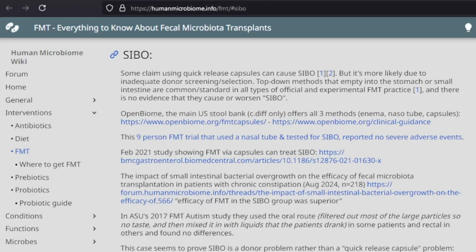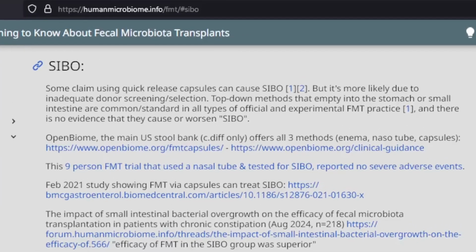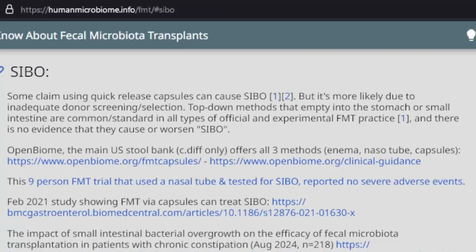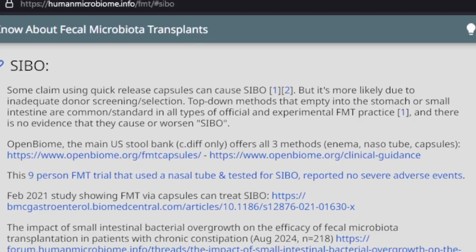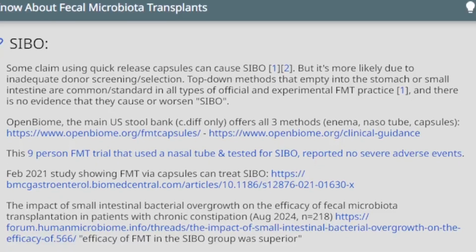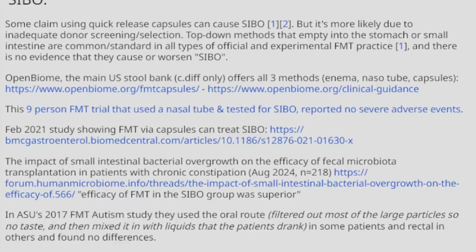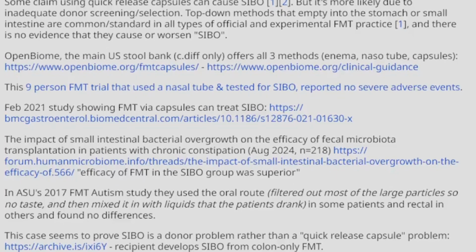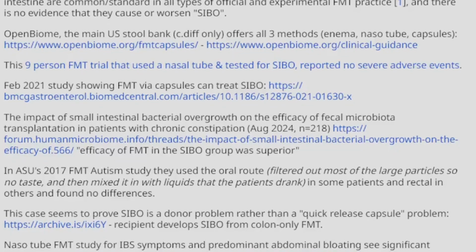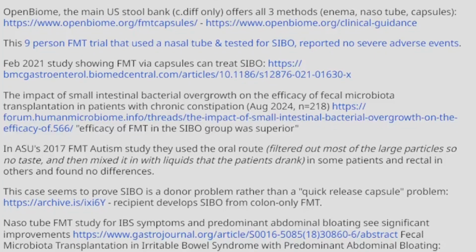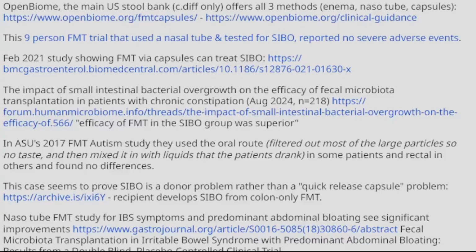Proponents of SIBO argued that FMT, fecal microbiota transplants, via the top-down or oral route, would exacerbate SIBO because colon microbes don't belong in the small intestine and you're adding more bacteria when the problem is that there are already too many. Clinical trials have shown this to be incorrect. You can treat SIBO with top-down FMT, and if you use a bad donor, you can cause SIBO symptoms, even if you do the FMT via the lower route.